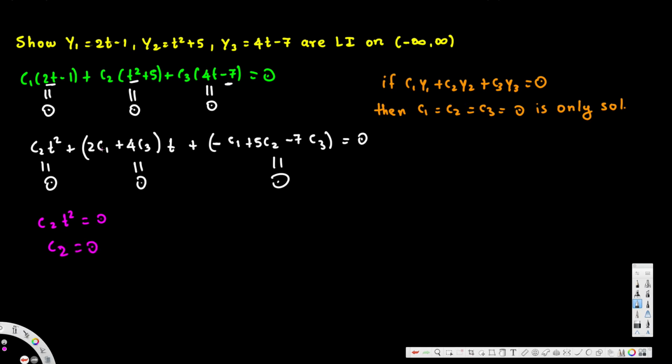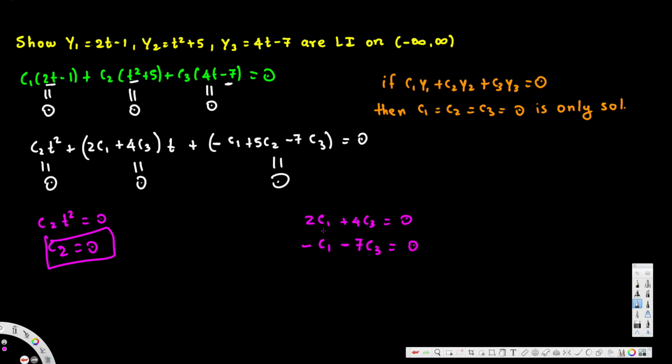And here we have 2c1 plus 4c3 times t is equal to 0. Let's write these two things. 2c1 plus 4c3 is equal to 0, and we have negative c1 plus 5c2 minus 7c3 is equal to 0, and we already know c2 is equal to 0. So instead of writing 5c2, I can just neglect that one and write this 7c3 right here, that is negative 7c3, that is equal to 0.